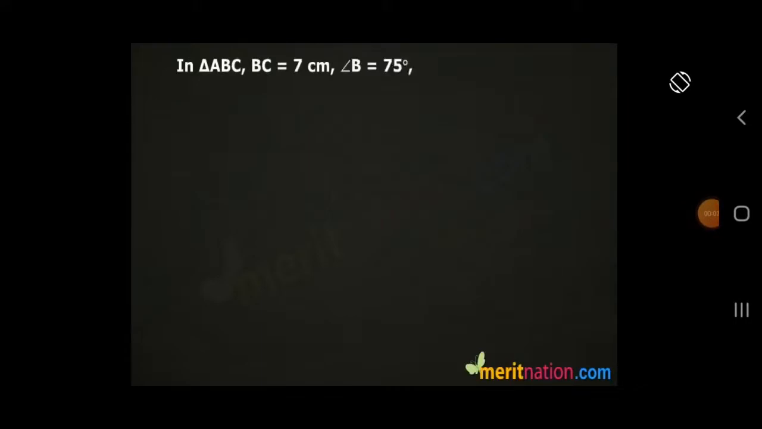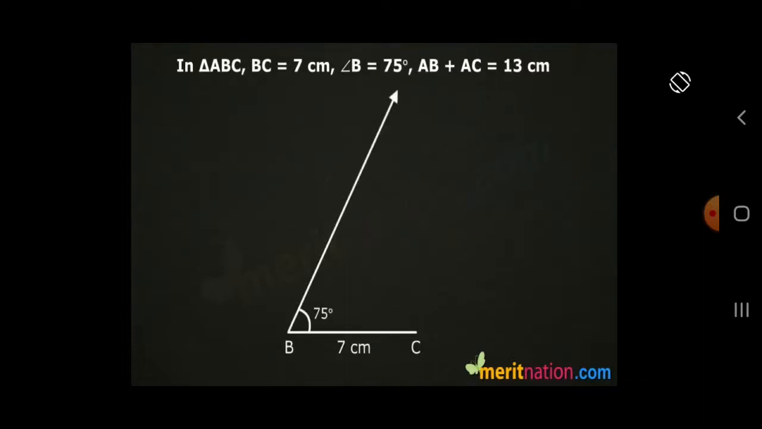Angle B is 75 degrees. And the condition is AB plus AC should be 13 centimeters. Let's go step by step. First step. Draw a line segment BC of 7 centimeters. This is simple. Now at point B, draw an angle of 75 degrees.